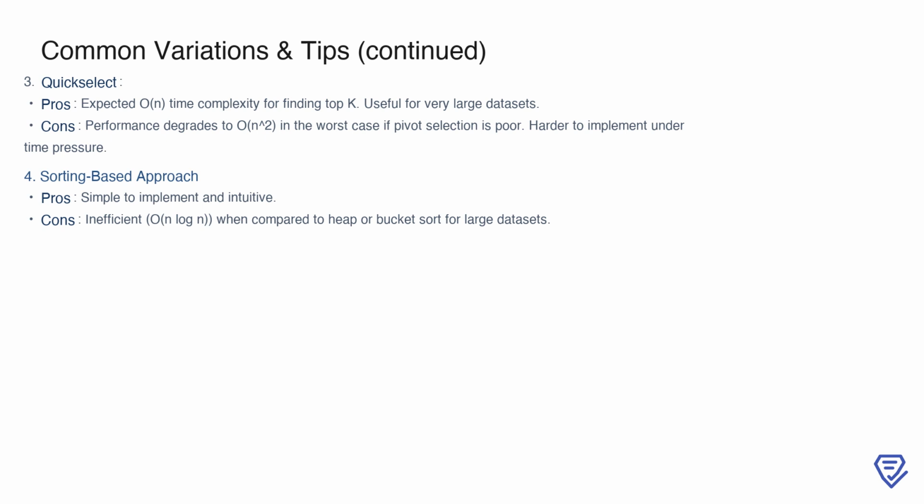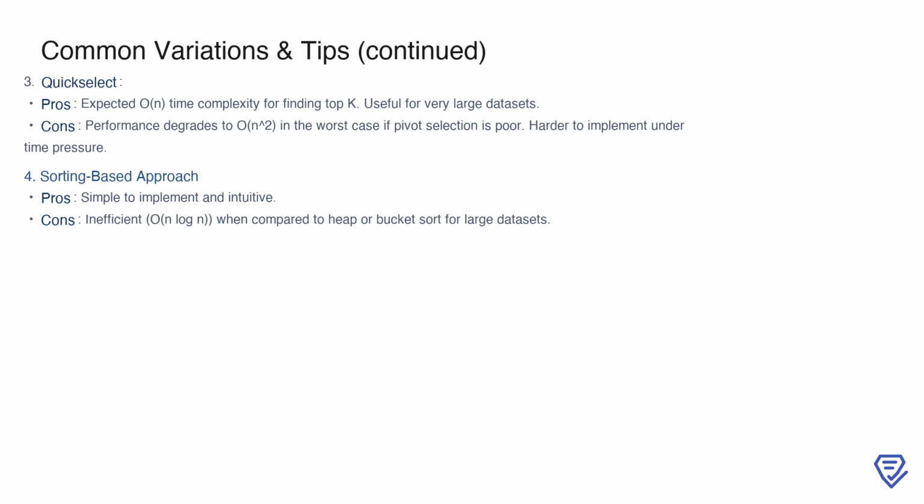This method is particularly powerful for finding the top k elements in datasets that are very large, as its expected time complexity is n. However, it's important to note that its performance can degrade to n squared in the worst case, especially if the pivot selection is poor. This makes it a bit riskier to implement under time pressure, such as during an interview. On the other hand, a sorting-based approach is the simplest to implement. It's intuitive and straightforward, but it falls short in terms of efficiency when dealing with large datasets, as its time complexity is n log n. This makes it less favorable compared to heaps or bucket sort.